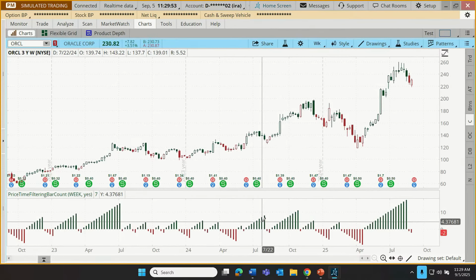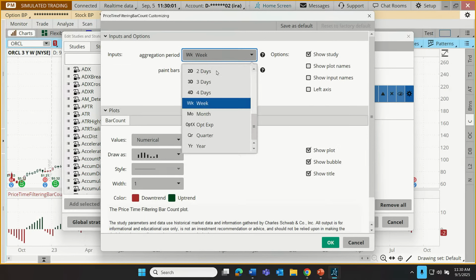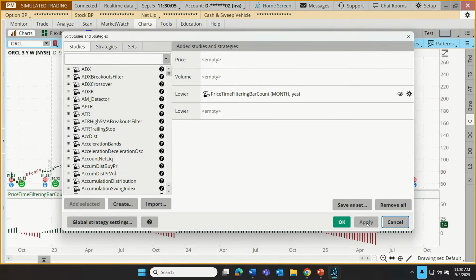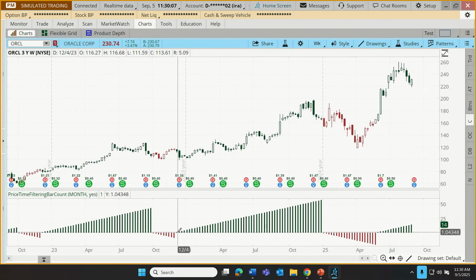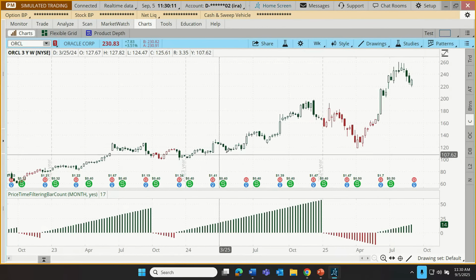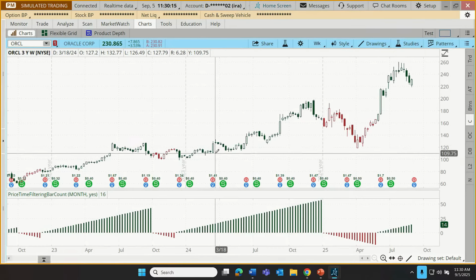So to customize this, we might come up here to our indicator, and where it's defaulted to week, let's customize that and shift it out to a month and click OK, click apply, click OK again. And now we're seeing those longer term trends, and the trader might be planning their trades using those weekly bars.